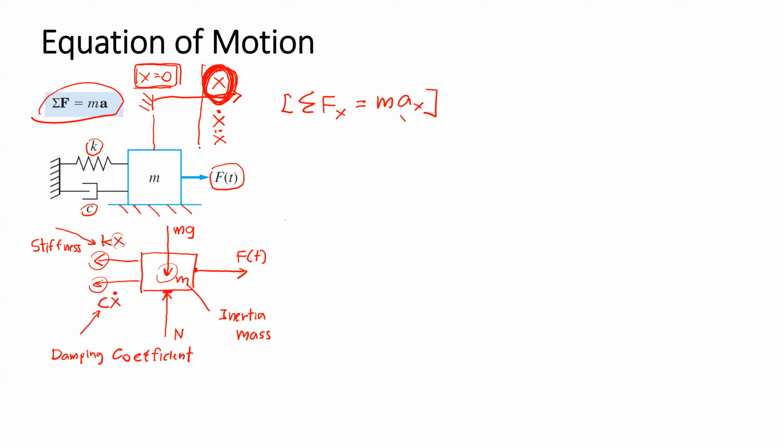Now you assume x dot and x double dot to be positive to the right-hand side, but in some cases the mass goes to the left-hand side of the reference point. At that moment, the x value, or the position value, will be negative, which means x is less than 0.